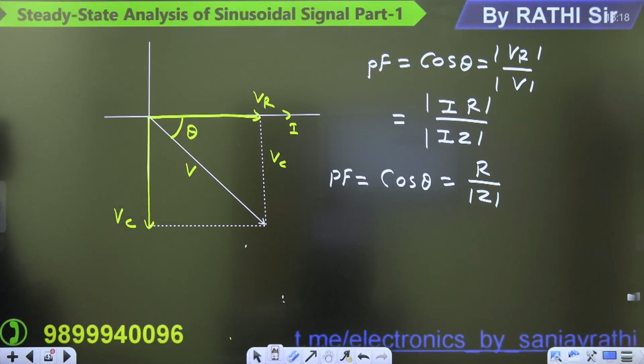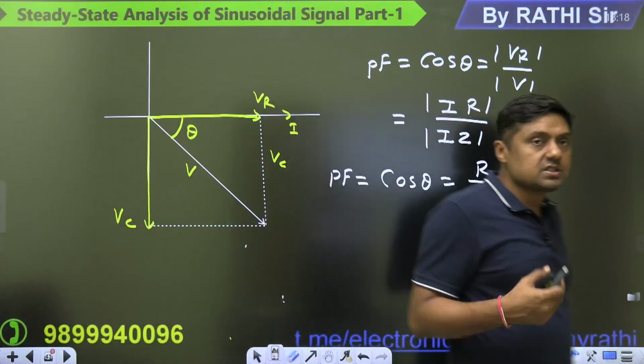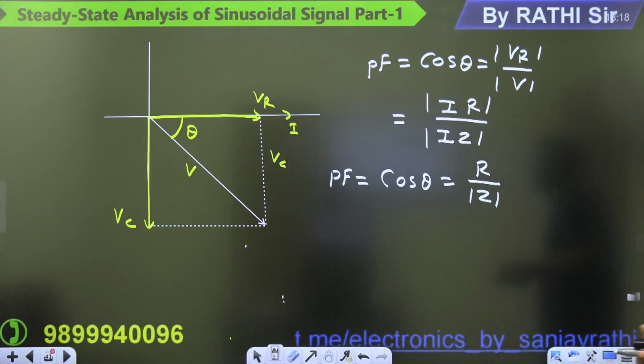So I think we have solved one question on power calculation with RC circuit, power calculation with RL circuit, phasor diagram of RC circuit, phasor diagram of RL circuit. In one case it is leading, in one case it is lagging. If the I leads the voltage, that is called leading power factor. If I lags the voltage, that is called lagging power factor.